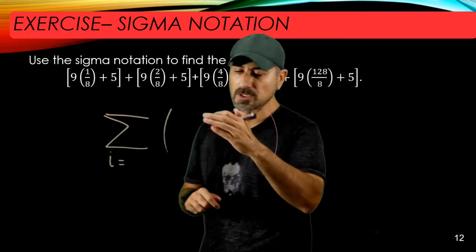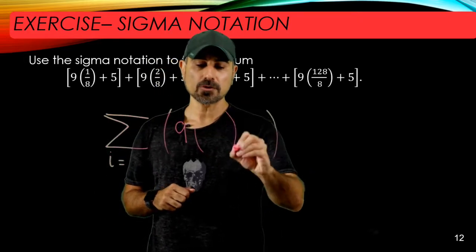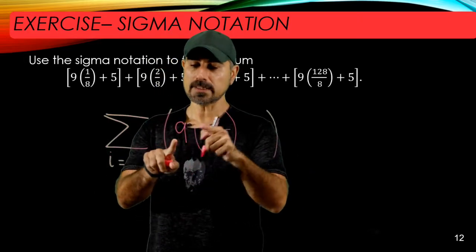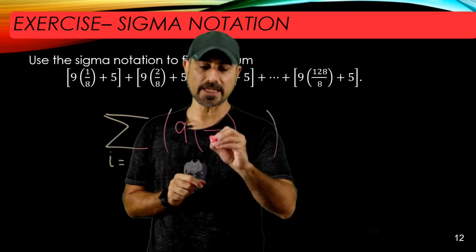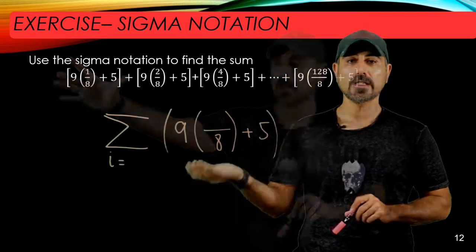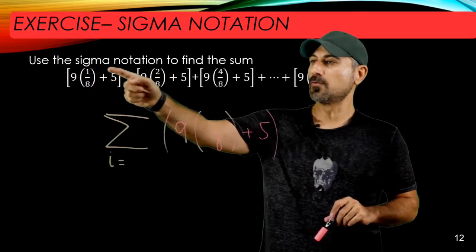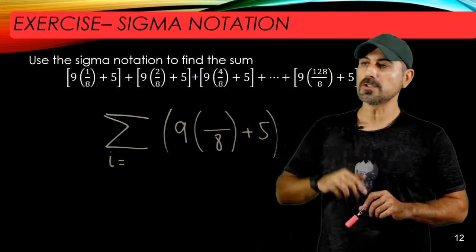Well, I can go ahead and write here that we are talking about terms 9 times a quotient whose bottom is always 8, and then we are adding 5 to that. The only part that changed in each bracketed term is the top of each quotient. So 1, 2, 4, all the way to 128.